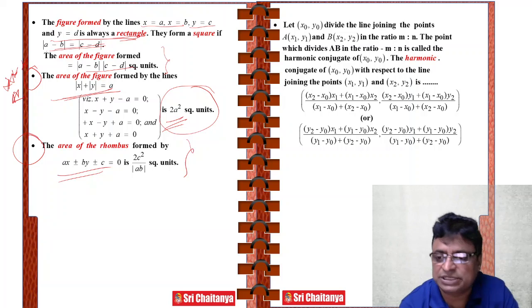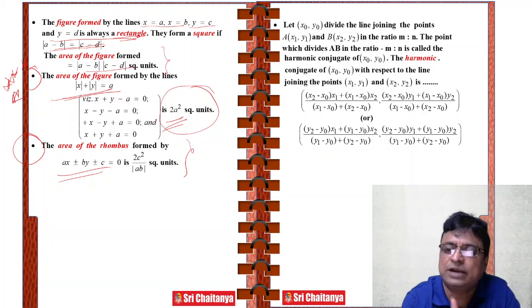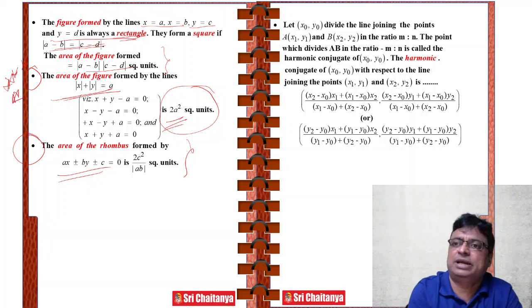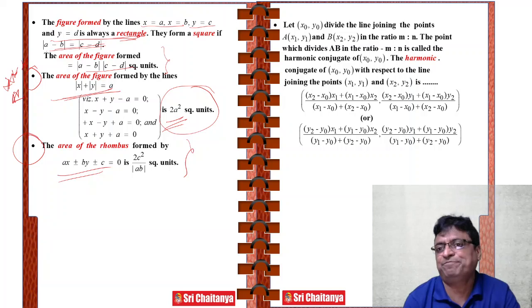See, again I am suggesting, please don't neglect to get the proofs of these standard results and simultaneously by heart as a formula. Then only you will save the time.